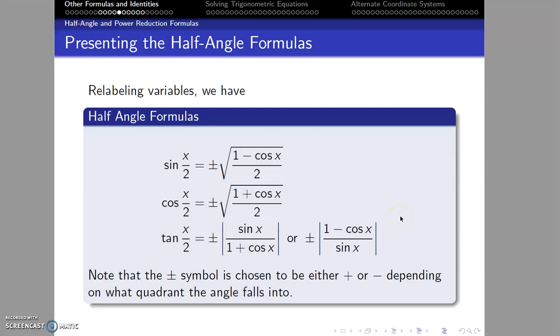In the next video, we'll actually pick up right here. Because with a little bit of clever rewriting, we actually get another set of formulas straight away. And those are the power reduction formulas. But we'll worry about that next time.